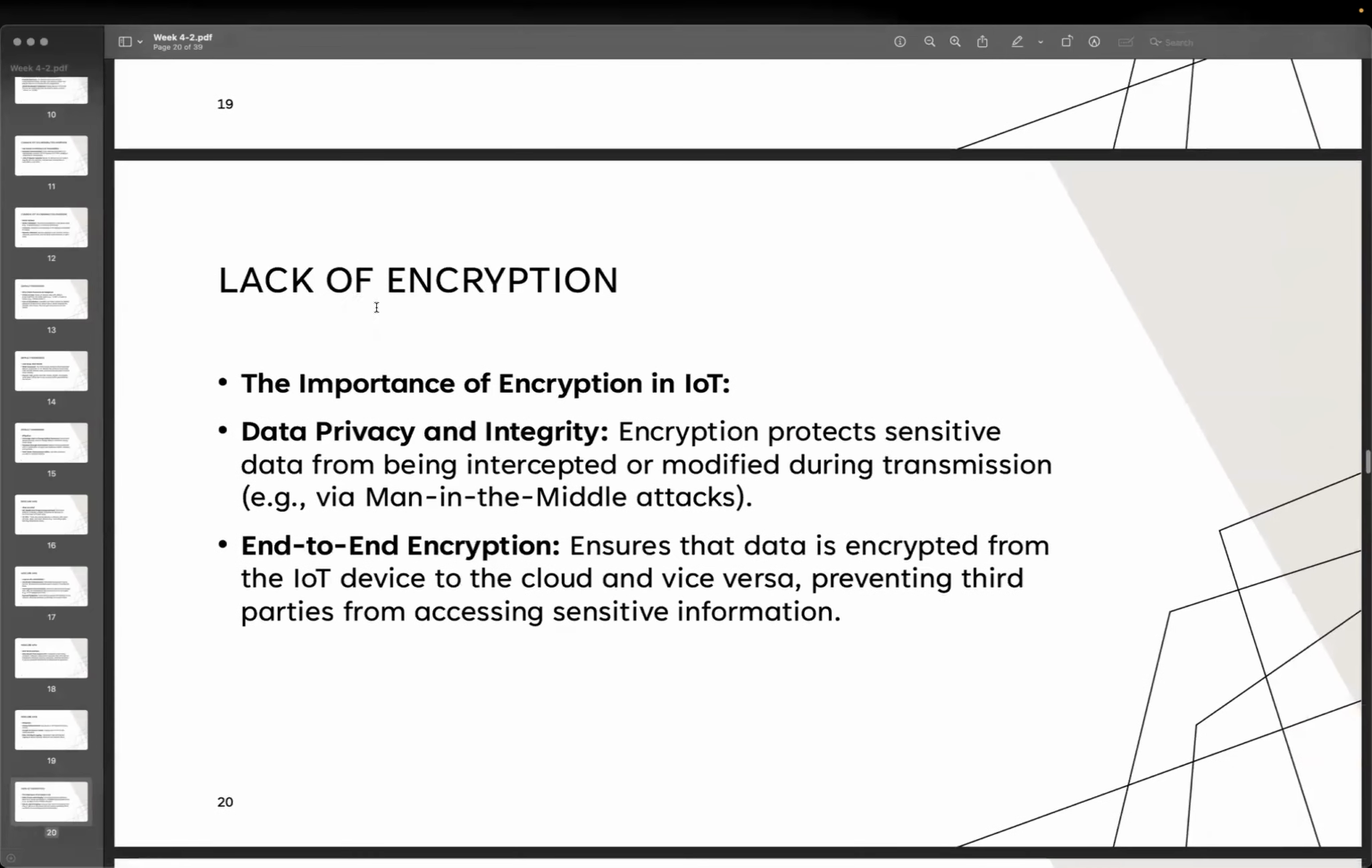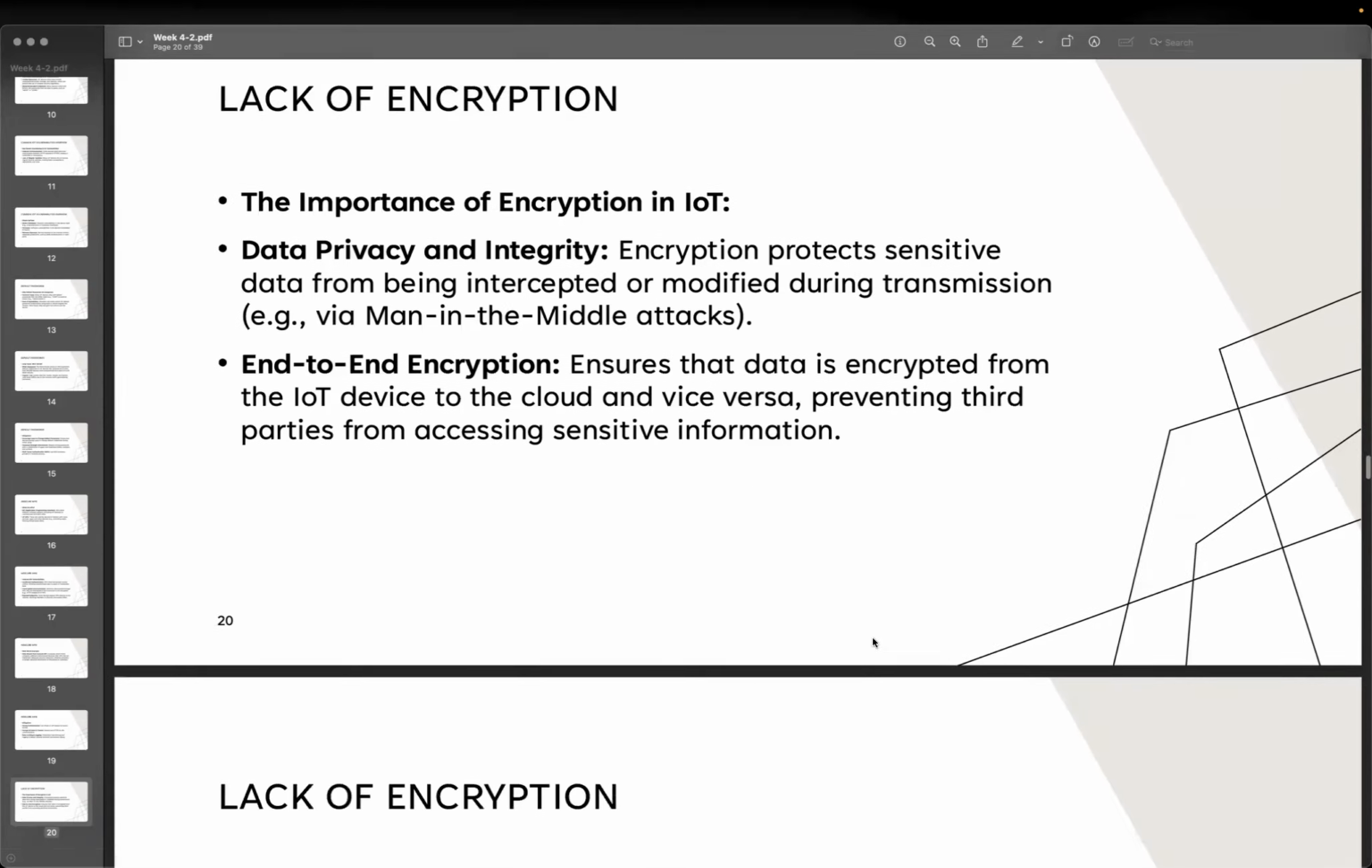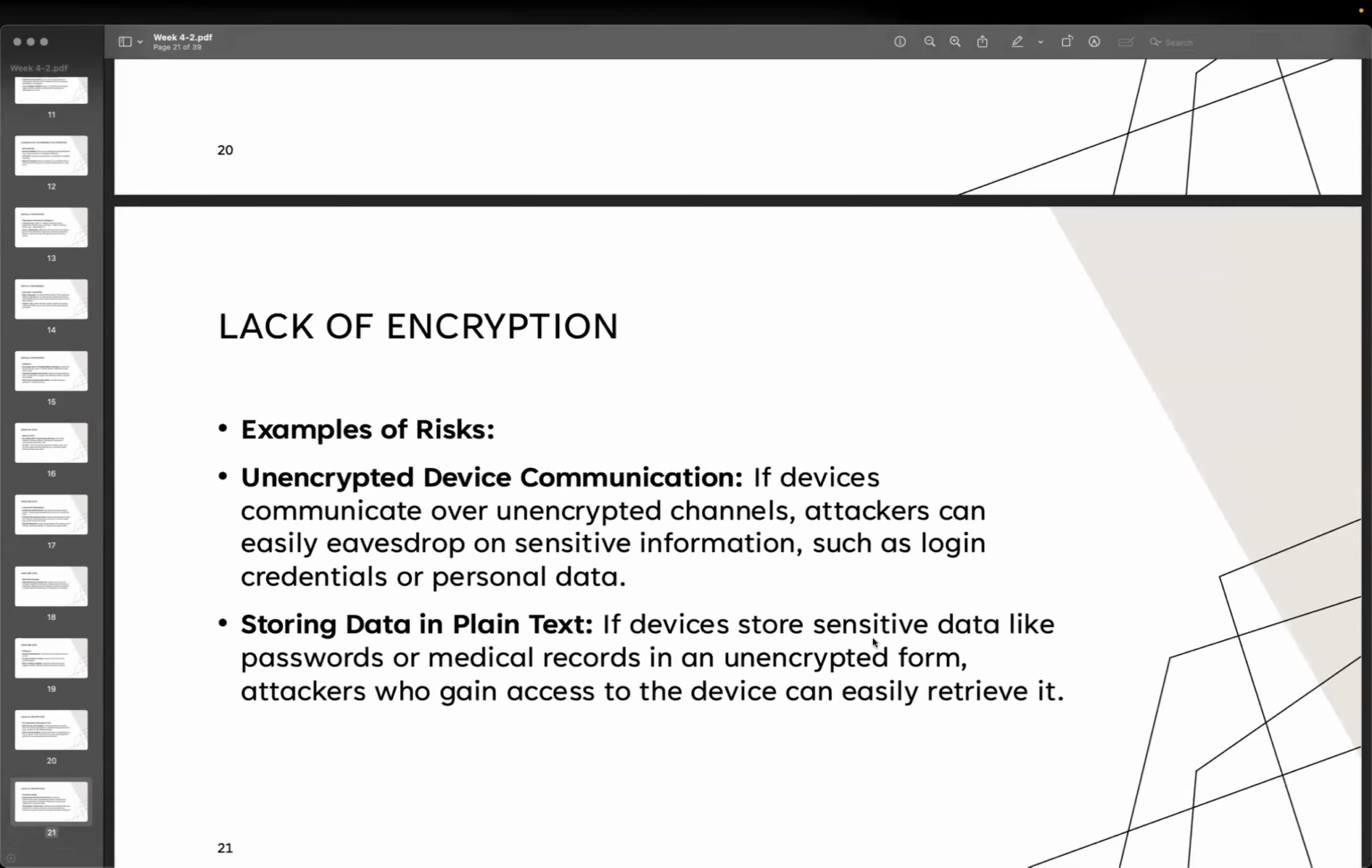And then there is lack of encryption. Encryption protects sensitive data from being intercepted or modified during transmission. If there is a man in the middle, they can modify the packets. So maybe we need to add end-to-end encryption, making sure the data is encrypted from the IoT device to the cloud and vice versa, also preventing third parties from accessing sensitive information. That's all we need to do.